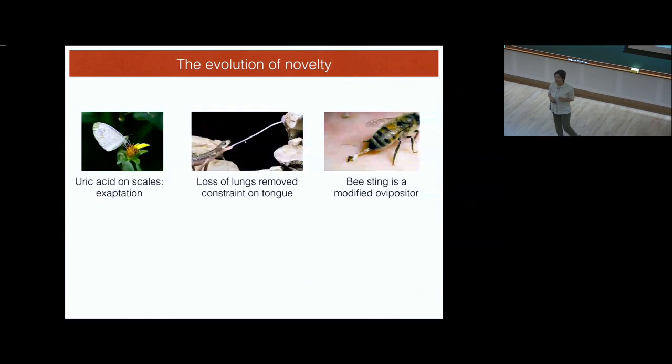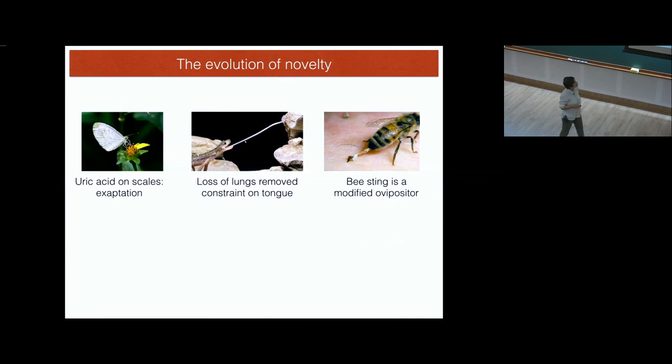Okay, so then just a couple more examples of novelty that has evolved. These butterflies have uric acid on their scales, which makes them this white color, and that's an exaptation, right? So uric acid is produced in all these insects. They don't have mechanisms to get rid of the uric acid except in their pee or poop. And basically uric acid is now sequestered and put on scales to give it this white appearance, helps in camouflage, helps in evading predators and so on.